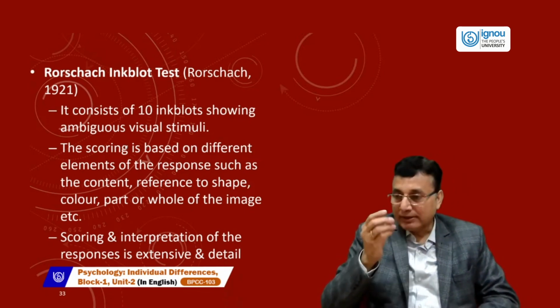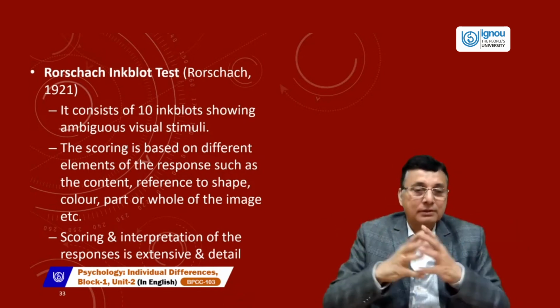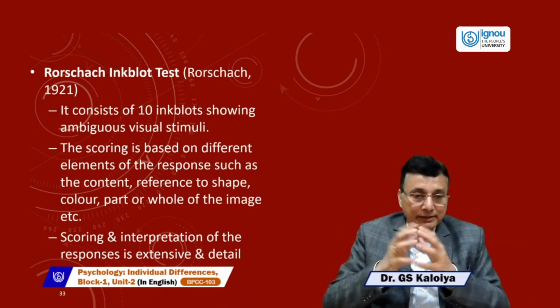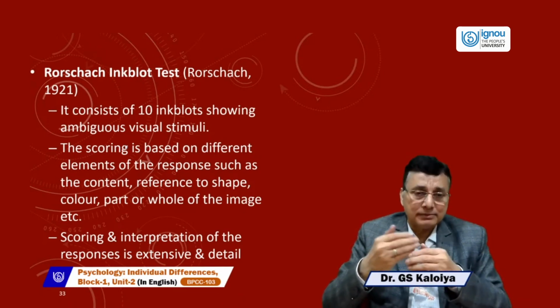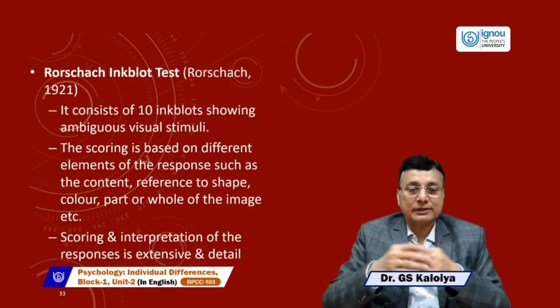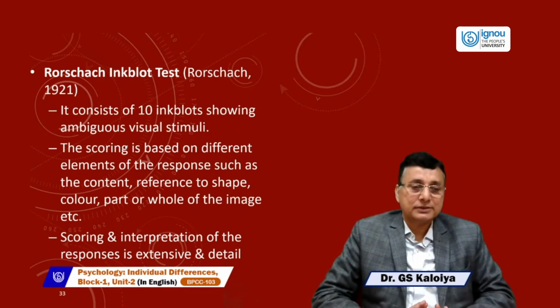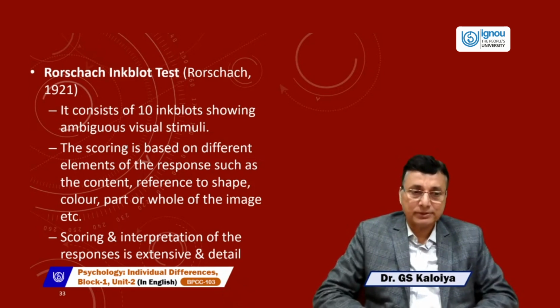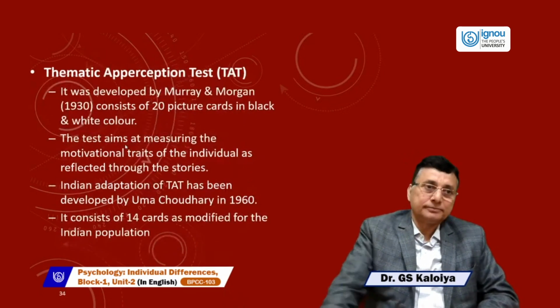So you are finding out the location. Location could be the whole plate, or the major detail, the minor detail, or a rare detail. In the same way, the determinants of the response could be form or shape, movement, color, or shading. You have to note these down. It is a very complex test, and you need intensive training for it. And then on that basis, you have to score and interpret.